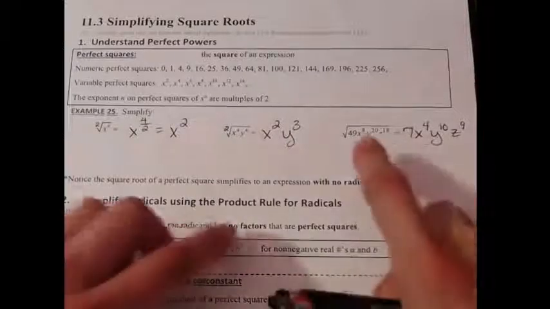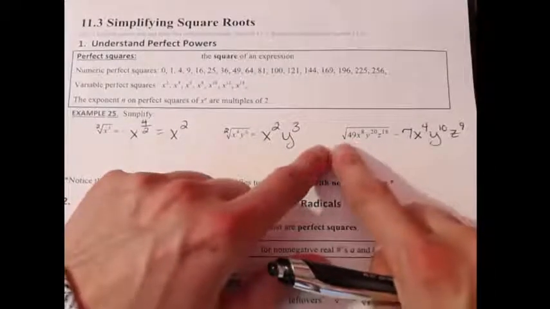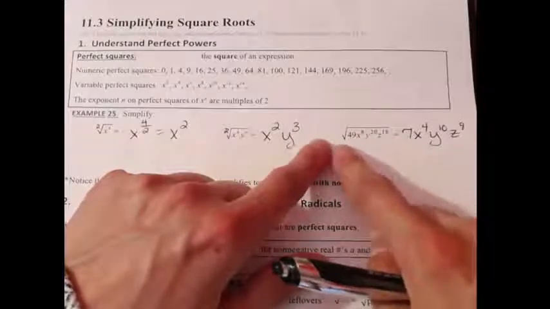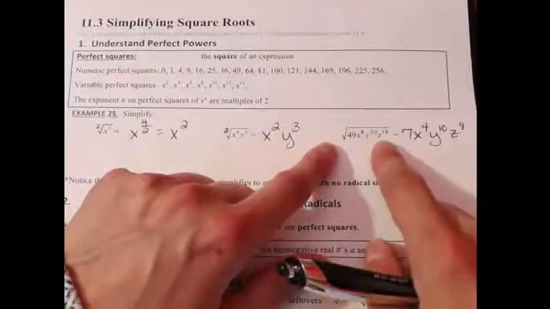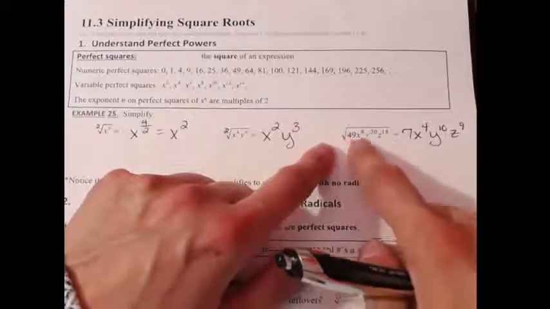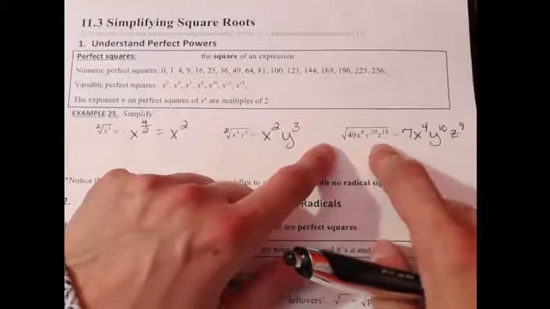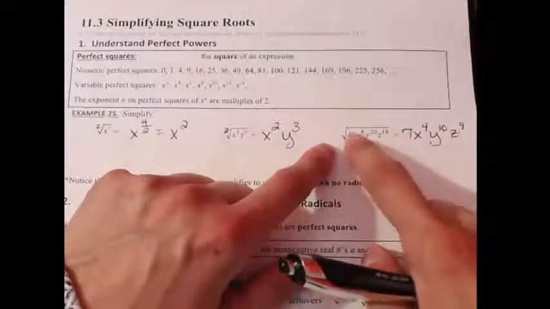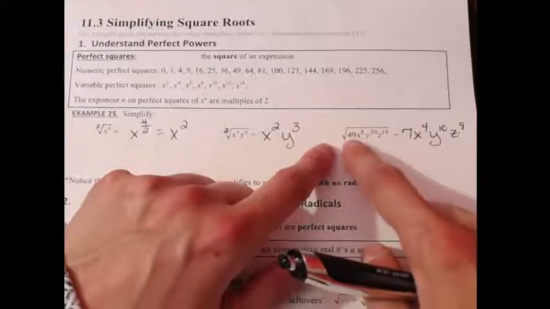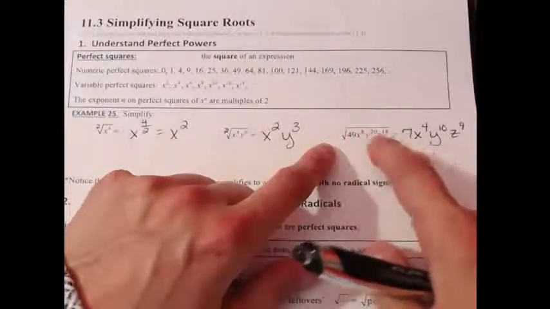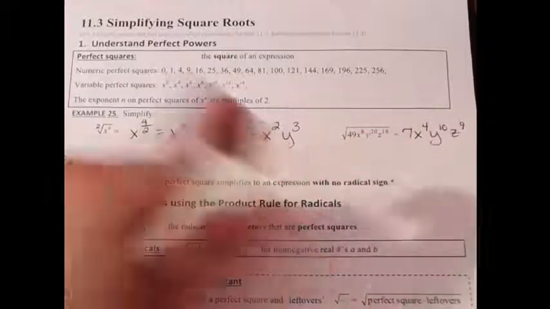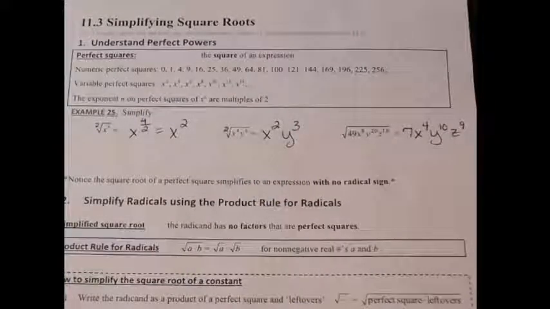What I want you to do is move through these seamlessly. Square root of 49, square root of x to the 8th, square root of y to the 20th, square root of z to the 18th. Take care of these base by base. Notice I did not say the square root of 49x to the 8th. I wanted to take the square root of each base individually. Okay, make sure you're doing that.